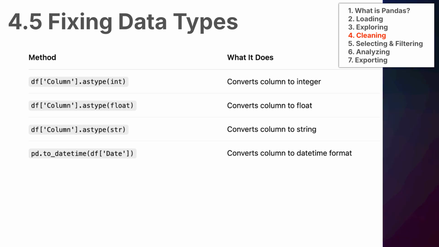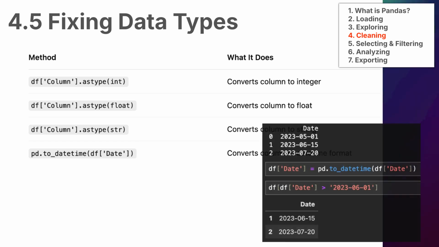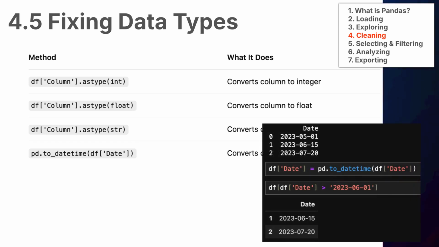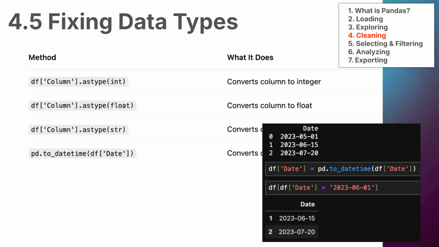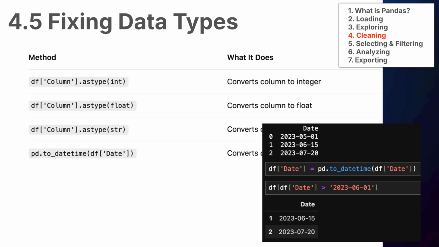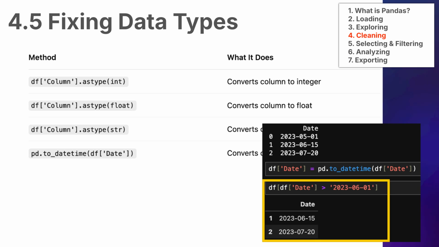Lastly, to_datetime. It converts a column to datetime format so you can work with actual dates and times. Example, let's say you have a data set like this. Even though it looks like dates, these are just strings right now. Then use the method to convert to datetime. Now Pandas recognizes the column as real dates, not just text, so you unlock a lot of cool tricks like filtering by date ranges like this.